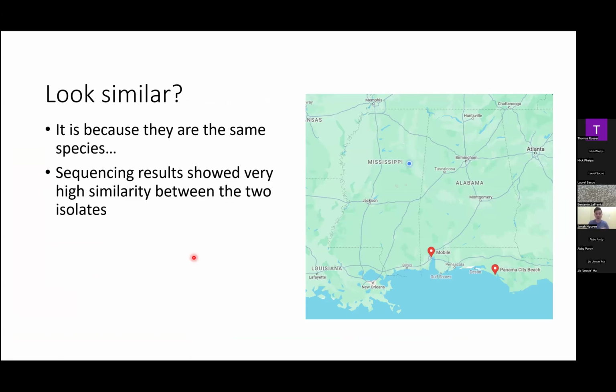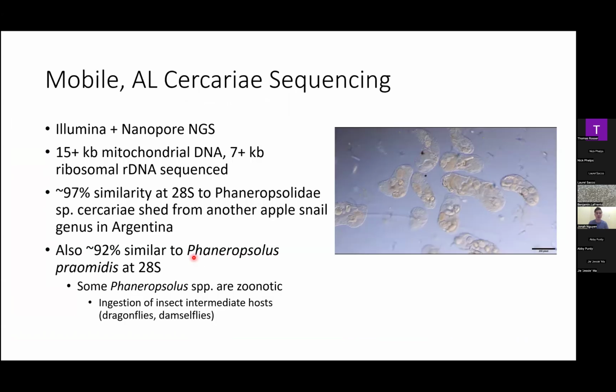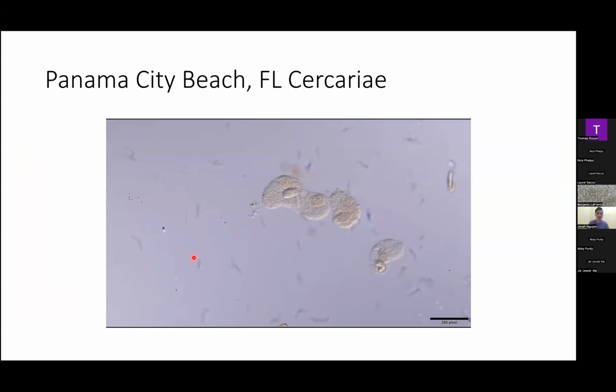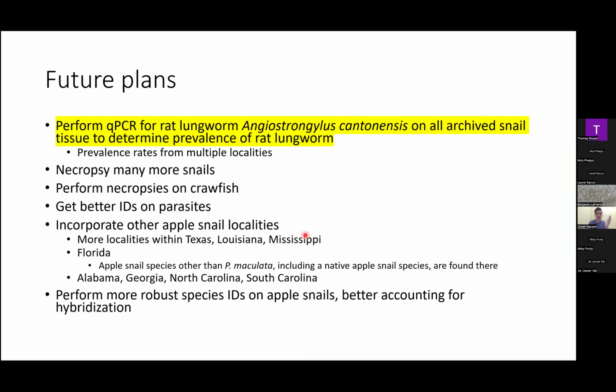So sorry I'm blowing through this fast. Too much content to go here. But they are the same thing. These two cercaria from Panama City Beach and Mobile. So I found the same thing in both locations, but it makes sense since they're so close together, Mobile and Panama City Beach. I'm just going to blow through that.